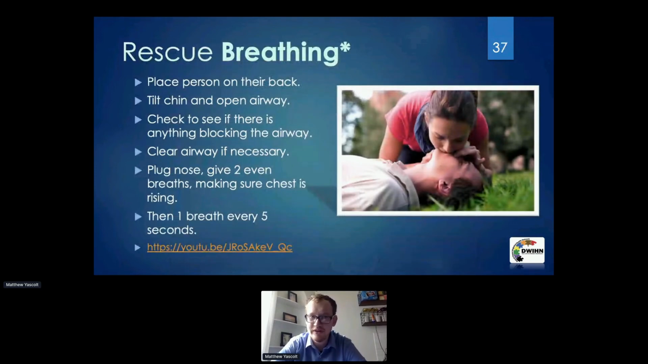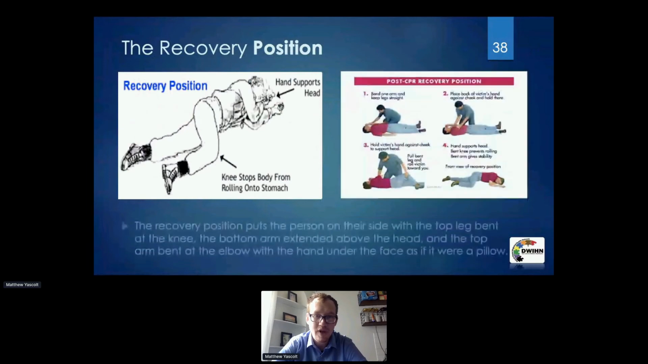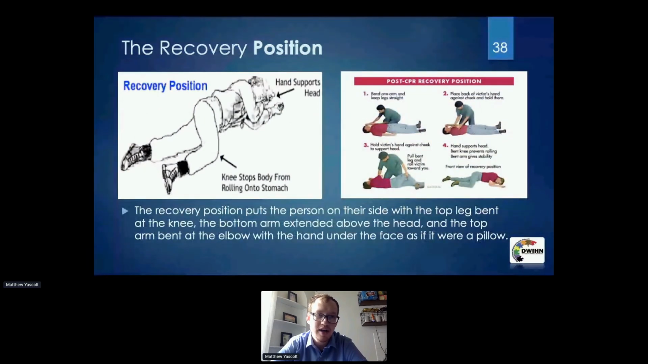Just to touch briefly on rescue breathing, as I've said many times now, oxygen isn't flowing to vital organs. So one way to restore oxygen to those vital organs would be through rescue breathing. Once you bring an individual back, you would certainly want to roll them into the recovery position. That would be knee bent, with a hand supporting the head.